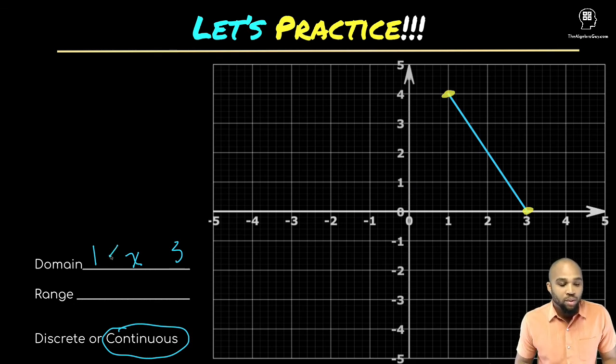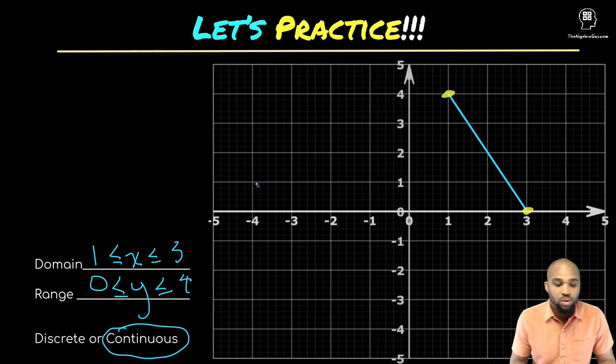So I know my X can be greater than or equal to 1, but less than or equal to 3. So everything between 1 and 3. Same thing for my Y. I like to start with the lowest Y value, so I'm looking on the Y axis of this line, the furthest it's going to go down is a 0. The highest it's going to go up is a 4. So my Y is going to be greater than or equal to 0, less than or equal to 4. So that's how you represent domain and range.